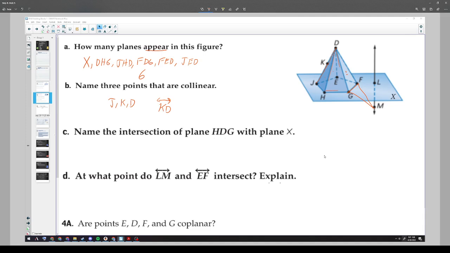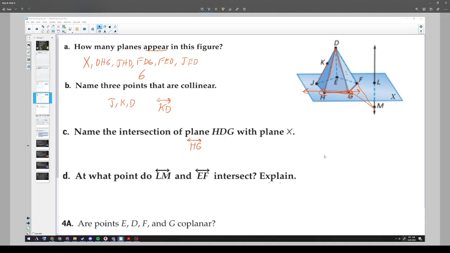It says name the intersection of HDG with X. So HDG was this front plane of the pyramid, and X is the big flat table. So they intersect where they touch right here at line HG. So we're going to name that HG with our line notation. Even though HG is a segment, the intersection of that plane and that plane, if they went on forever, is going to be a line. So that intersection extends infinitely. It's not limited to this little length shown right here.